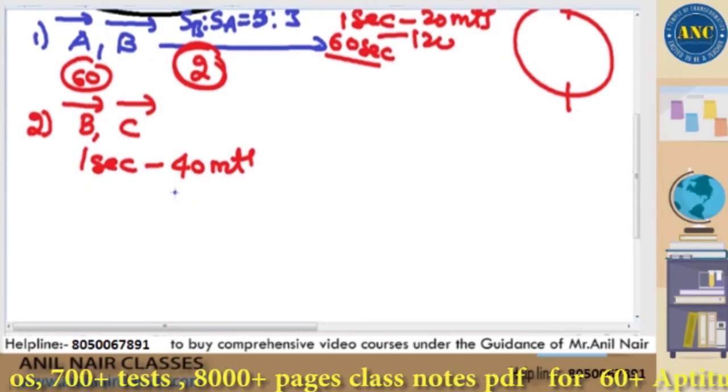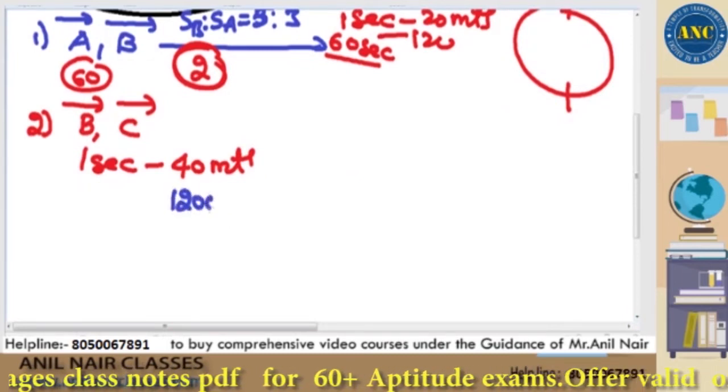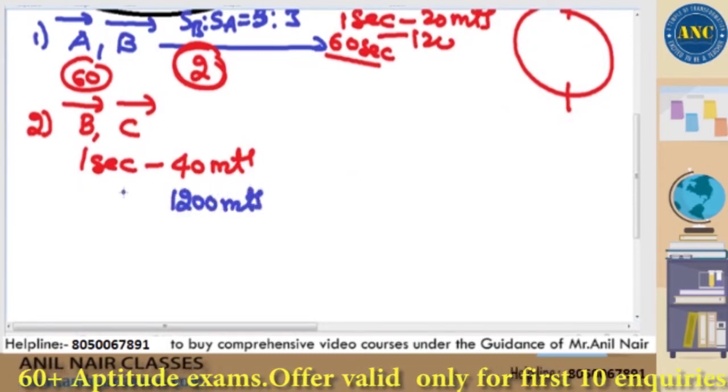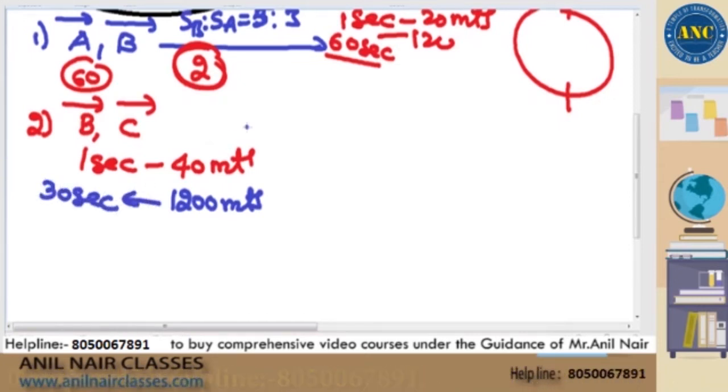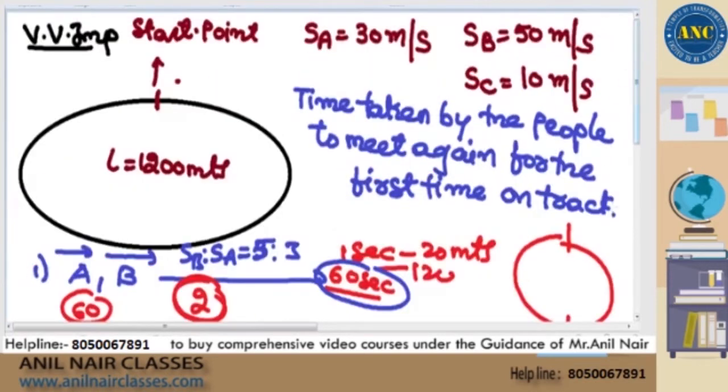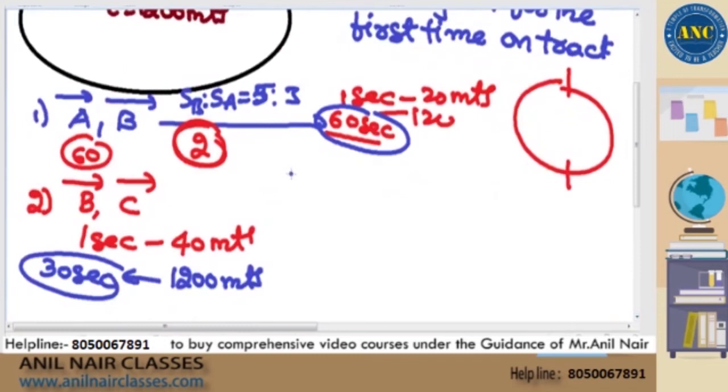If it is 40, but according to the question, it is 1200 meters. 1200 meters is 30 seconds. A and B will meet after 60 seconds. B and C will meet after 30 seconds. How many meeting points are there? How many meeting points are there for B and C?